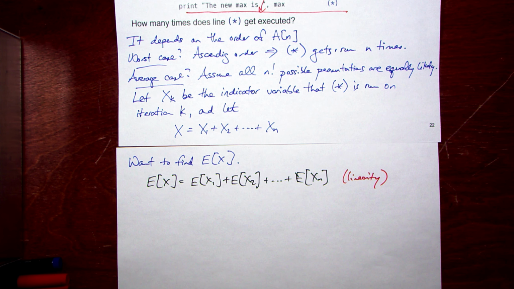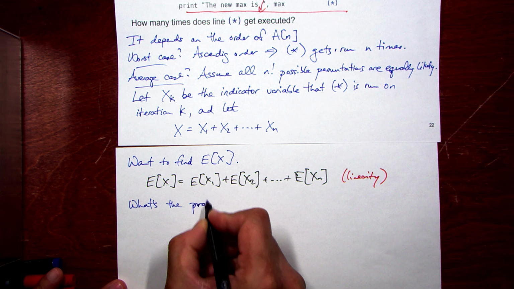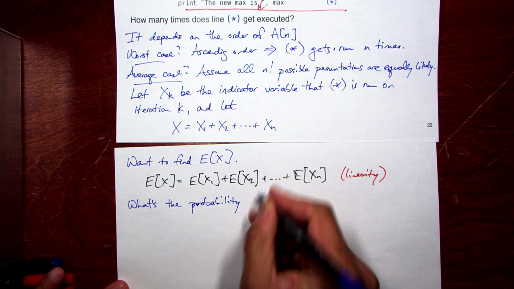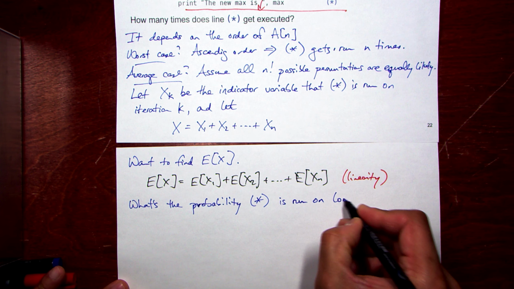Nope, not NP. Say it again? No, it's not a half. I mean, it's a half if it's 50-50 for it to be a 1 or a 0, but it's not a half, no, sorry. It's P, yeah. So the probability that that statement gets run is the expected value. Okay, so all we have to do is figure out the probability that star is run on loop K.